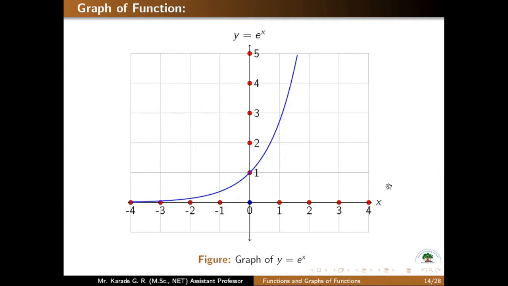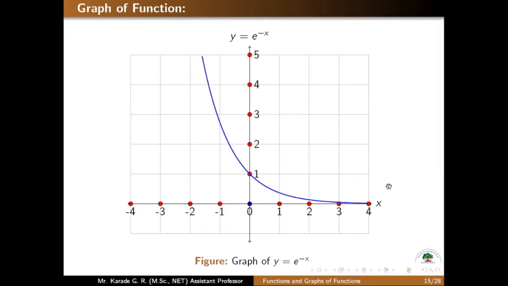So this is about the graph of function e raised to the power x. Now next we see the graph of function e raised to the power minus x. Okay, so e raised to the power minus x is exactly opposite to the function e raised to the power x. See, the graph is also exactly opposite.